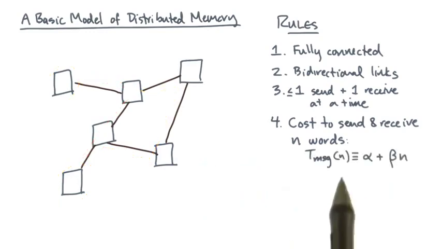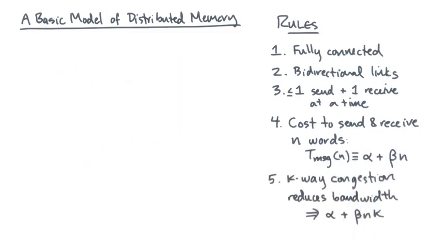One subtlety is that this fourth rule really only applies when there are no messages competing for links. So we have a fifth rule which tells us what to do when messages are trying to go over the same link at the same time. This situation is called congestion. This rule says if there are k messages simultaneously competing for a link, then in terms of the cost of the message, we'll change only the beta term. And in particular, we'll multiply it by k.